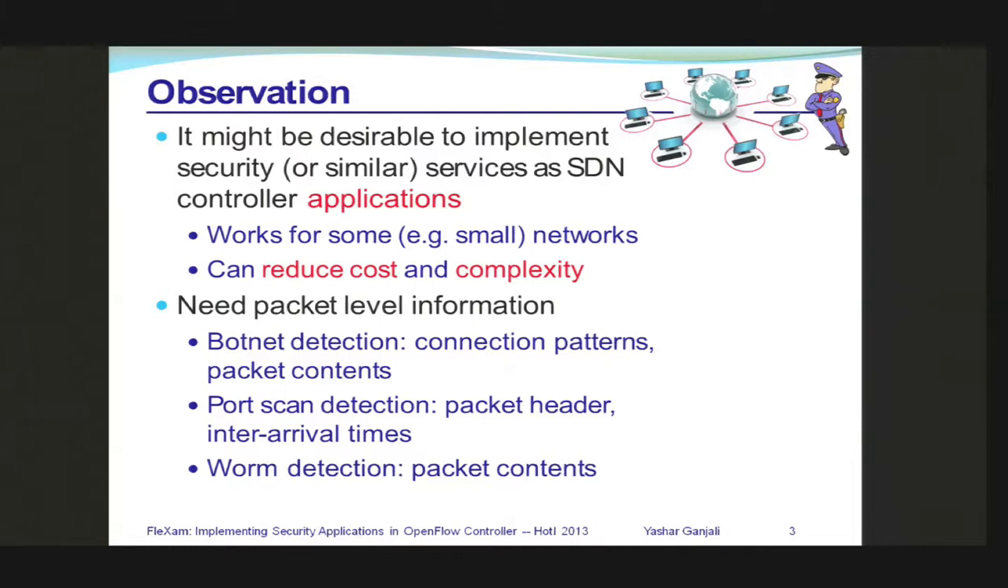But unfortunately, these applications sometimes need packet-level information. Here are a few examples. If you want to detect botnets in a network, you need to see the connection patterns and sometimes the contents of packets. In a software-defined network, usually that information is not available to the controller. In port scan detection, which I'm going to talk about in more detail later on, you need to see the header of the packet and inter-arrival times. If your service is implemented as an application in the controller, you might not have access to that information. In worm detection, you usually require access to the packet content to be able to verify certain signatures. And again, that is not available in software-defined network controllers.